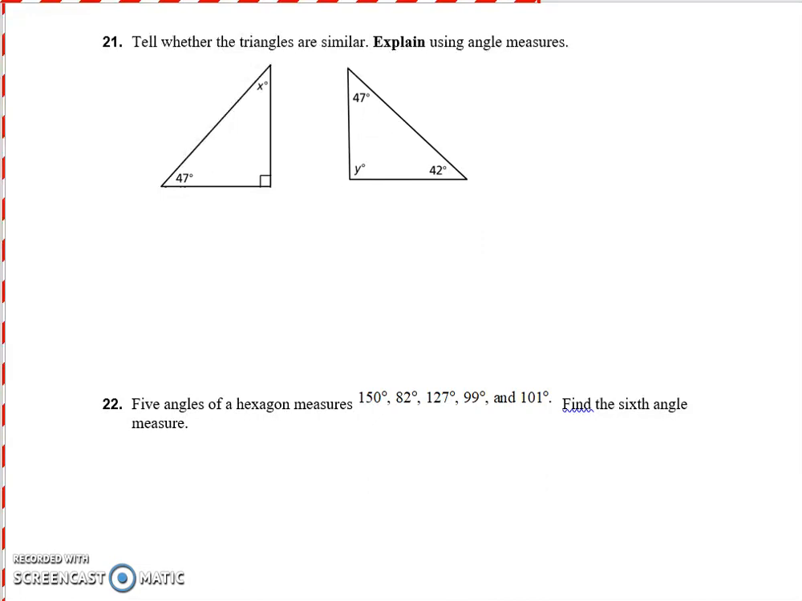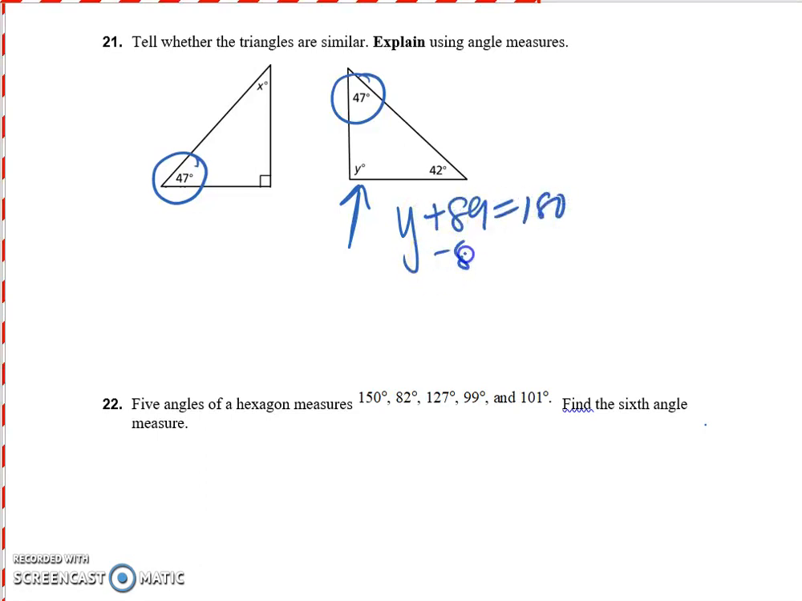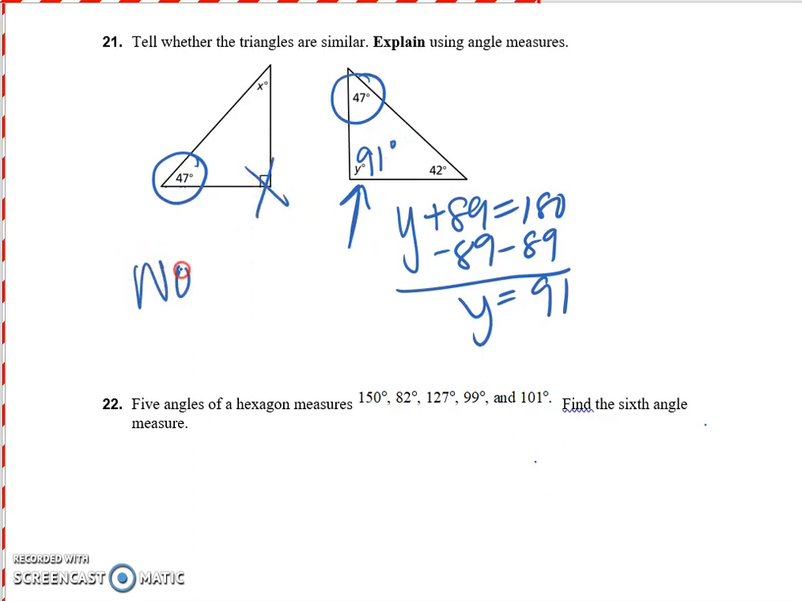Tell whether the triangles are similar and explain using your angle measures. Okay, so the first thing we do is find which pair are similar. 47 is similar to 47. Then you solve for one of the missing ones. I'll solve for y. So when you add 47 and 89, which is 136, subtract that from 180, and y is equal to 91 degrees. And since that is not similar to 90 degrees, these are not similar.